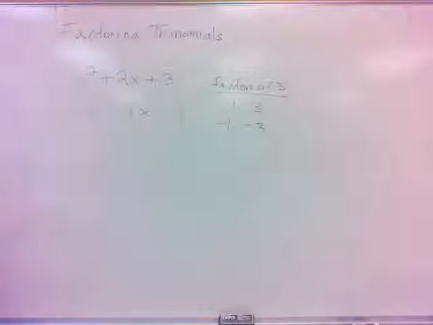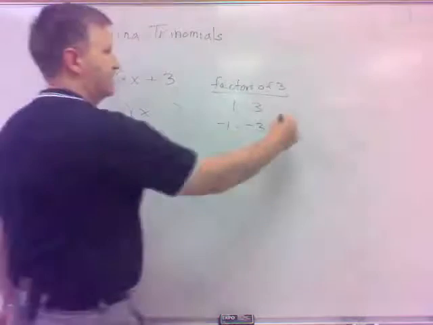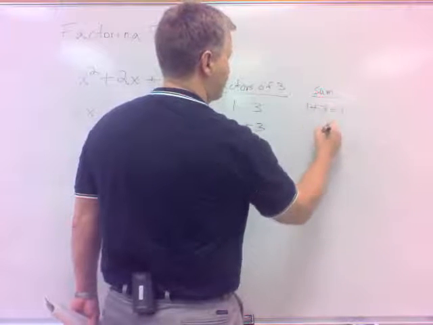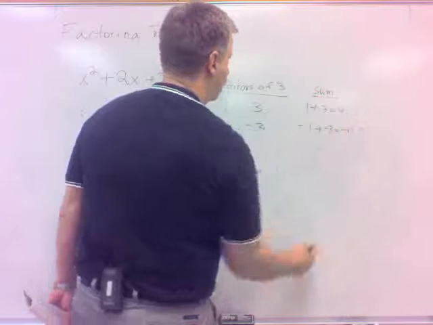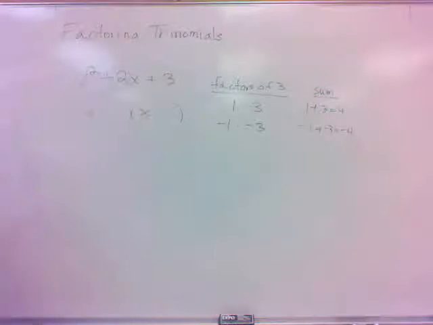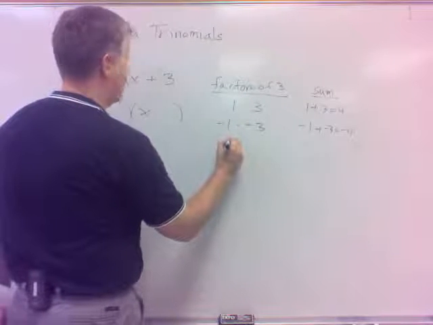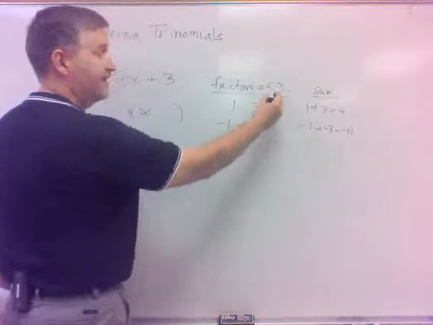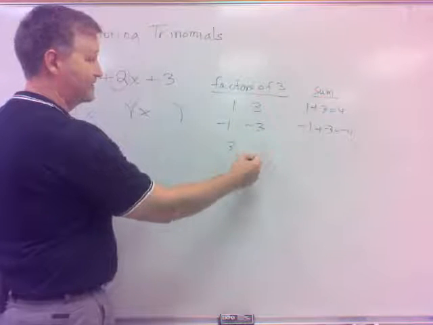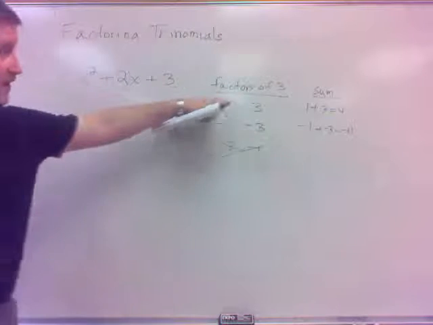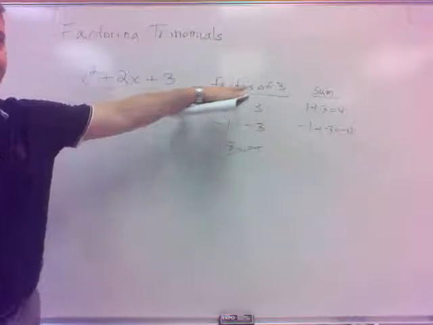Positive 3. Which of those sum to be the right thing? 1 plus 3 gives me 4. Negative 1 plus negative 3 gives me negative 4. I need a sum of 2. Now what would be wrong? I mean, I can get 2 out of that if I do one a negative and one a positive. If I do a positive 3 times a negative 1, but does that work? Nope, because that multiplies to be negative 3, doesn't it? Yeah, these are the only 2 I could use for positive 3.